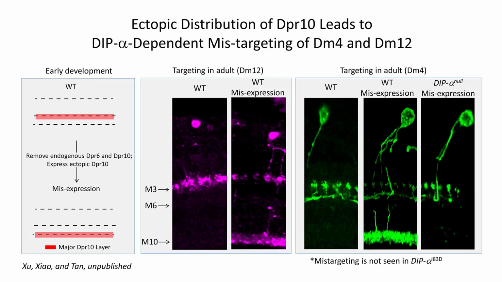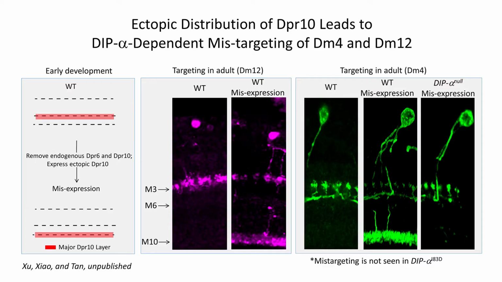So we then asked, is interaction between DPR10 and DIP alpha sufficient to promote targeting to a different layer? So if we expressed DPR10, for instance, in a different layer, could we get DM4 or DM12 to go to that layer? And this is the way we carried out the experiment, we being Shishao, Liming Tan, and Shua Zhu. So here, this band represents the incipient M3 layer. So we began by making a double mutant that removed both DPR6 and DPR10 from that layer.